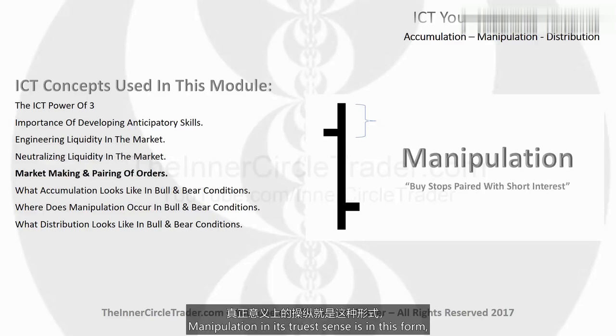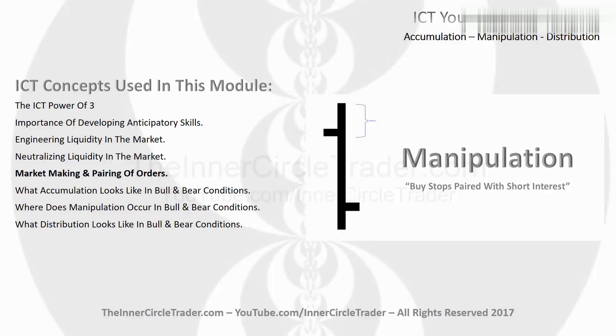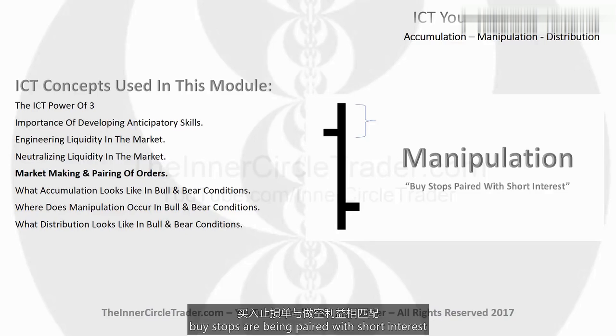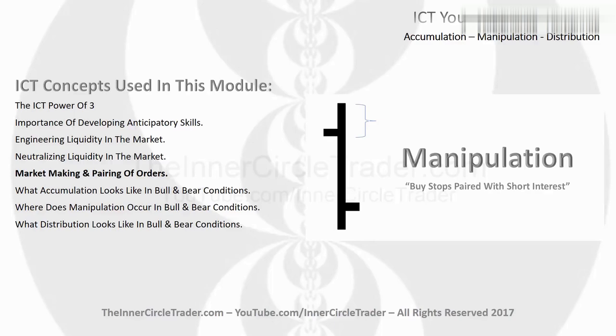Manipulation in its truest sense is in this form when we're bearish at the opening price or above it. Buy stops are being paired with short interest on the form of smart money.